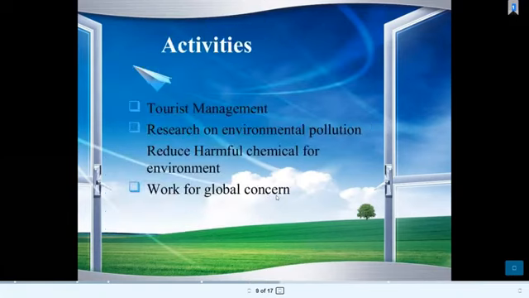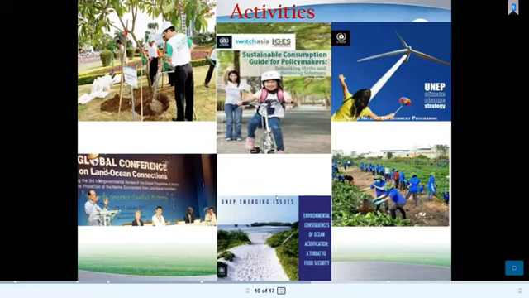So next one is the activities. First, tourist management. Second, research on environmental pollution, reducing harmful chemicals for the environment, and working on global concerns. So these are some of the activities of the UNEP. Here, planting, watering, and removing plastic. Also the environmental consequences of ocean acidification, which is a threat.